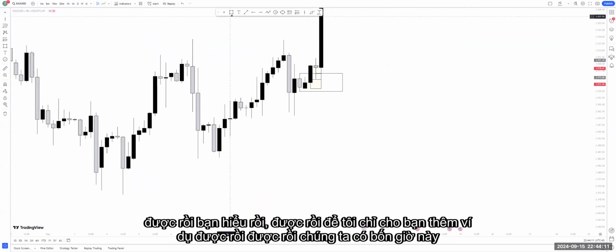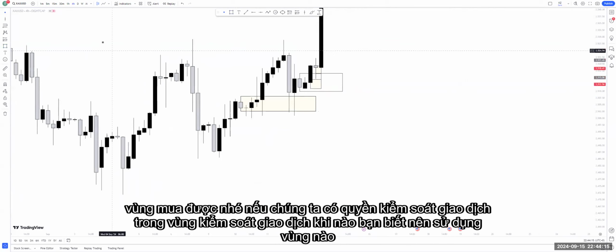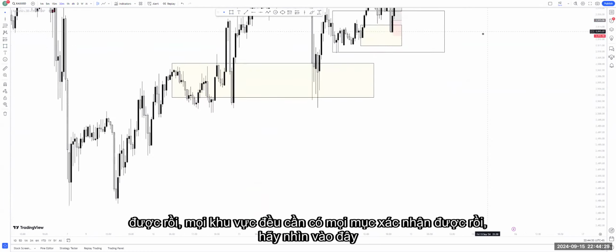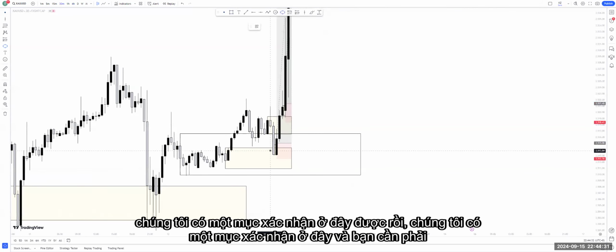You got me? Okay, let me show you more examples. We have this 4 hour buy zone. If we get a trade control in trade control, when do you know which one to use? Every zone needs to have its own confirmation entry. So look at this, we have one confirmation entry here.